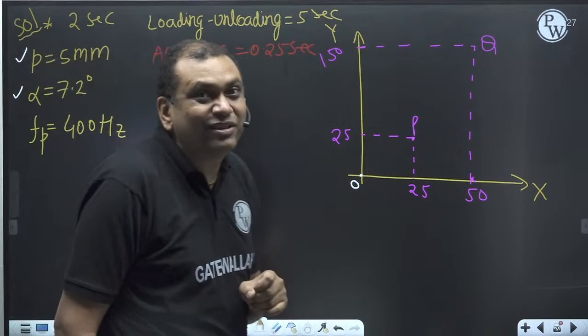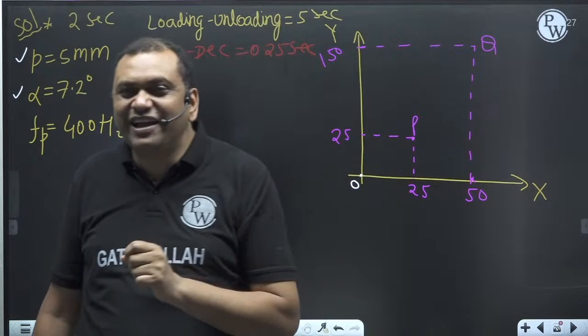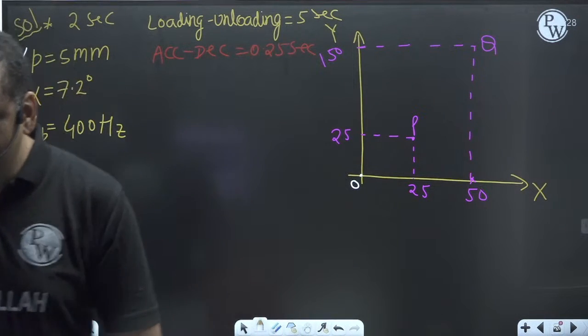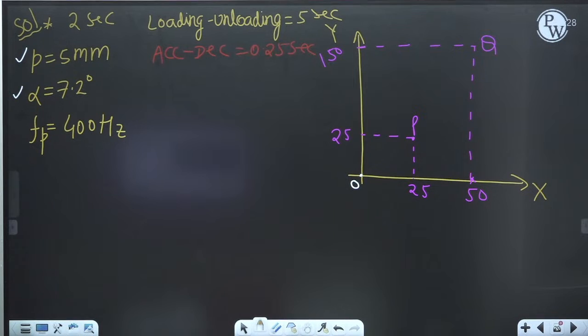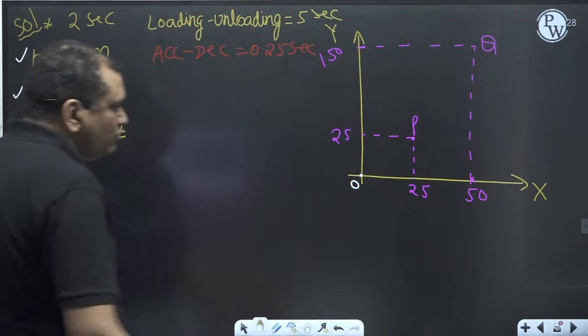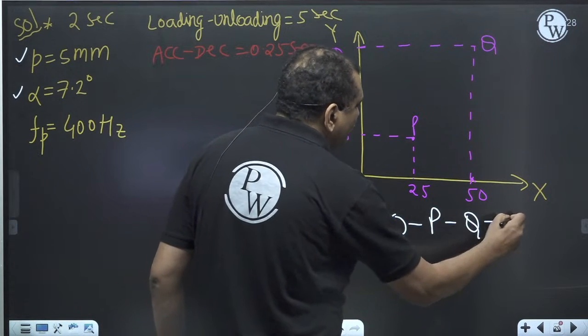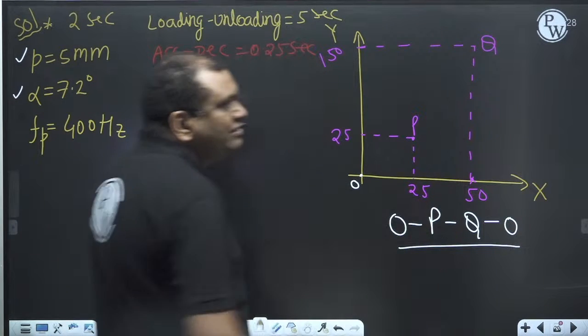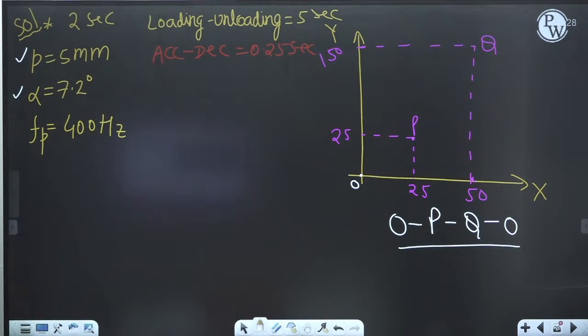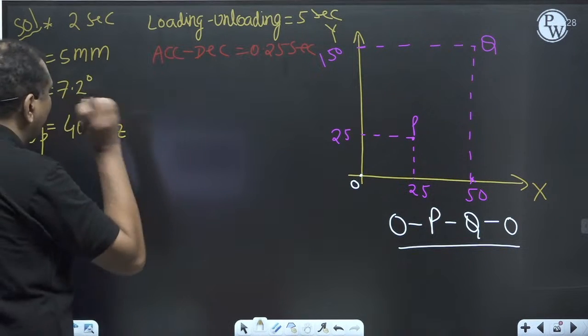Now we have to find out the production rate. Can you try this? Our movement is O, P, Q, O: O to P, P to Q, and Q to O. That is my sequence of movement. I will start off, and you help me a little bit.